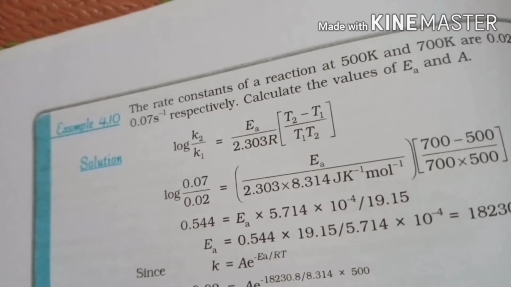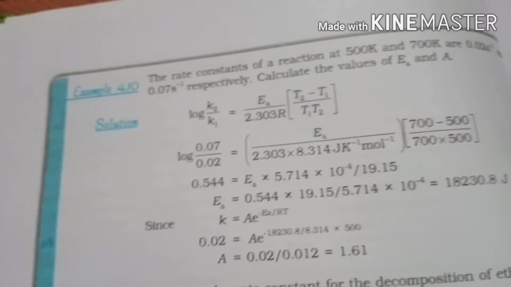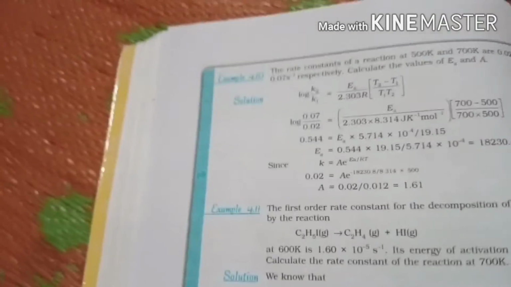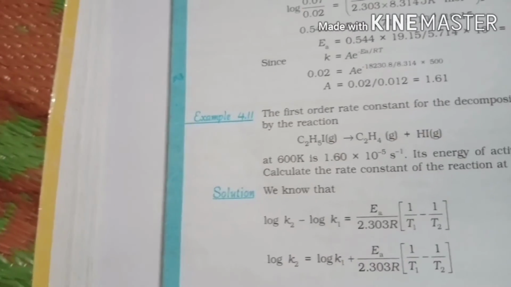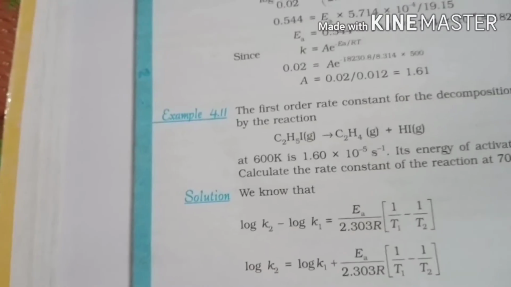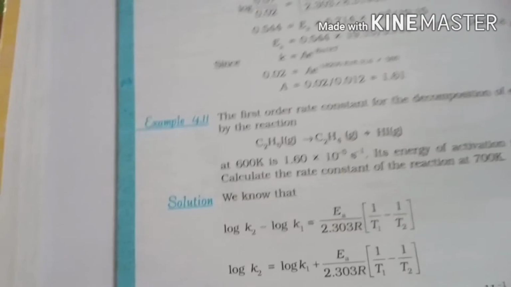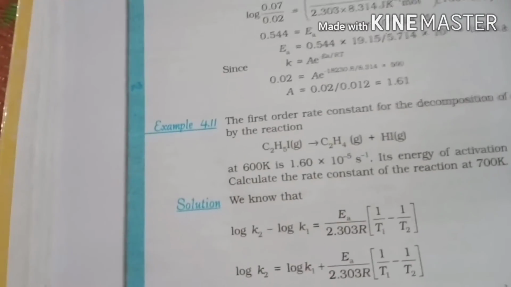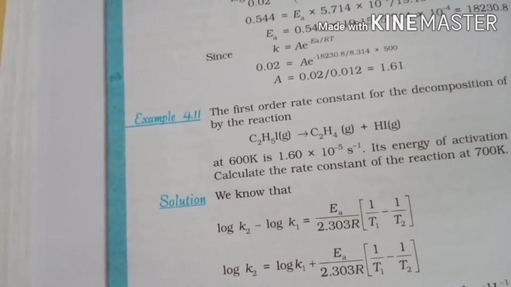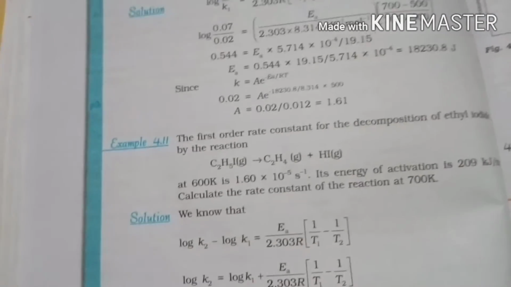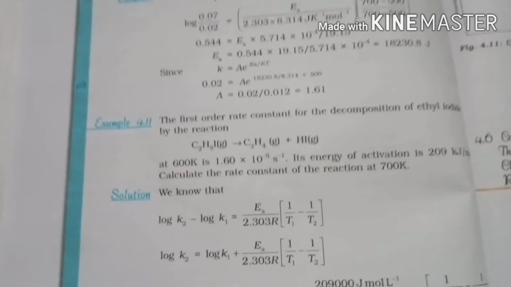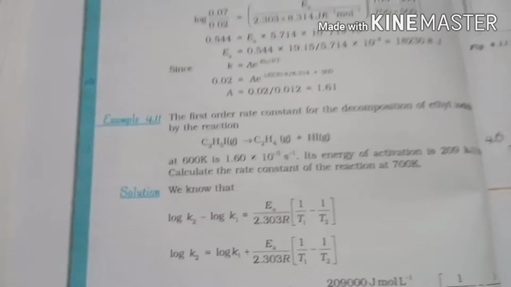Now again, this calculation was already in the board exam. The first order rate constant for the decomposition of ethyl iodide, C2H5I gives C2H4 plus HI, at 600 Kelvin is 1.60 into 10 power minus 5 per second. Its energy of activation is 209 kilojoules per mole. Calculate the rate constant of the reaction at 700 Kelvin.